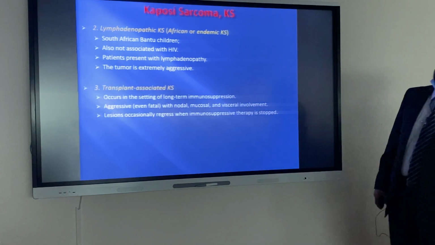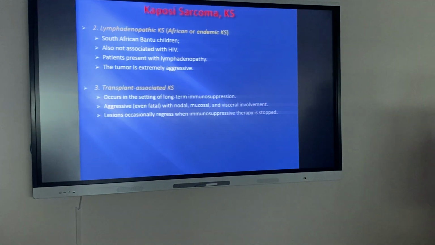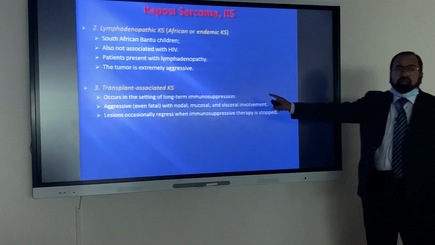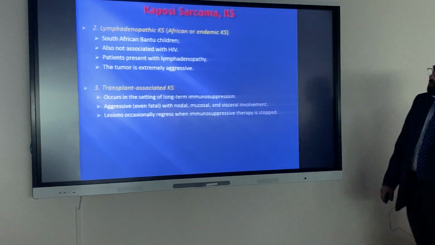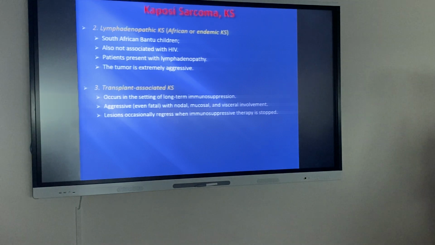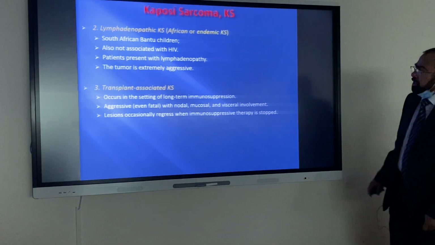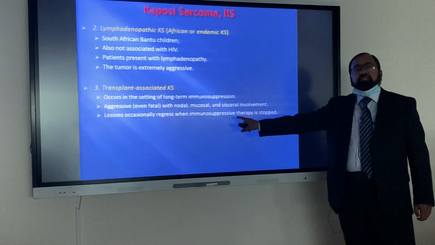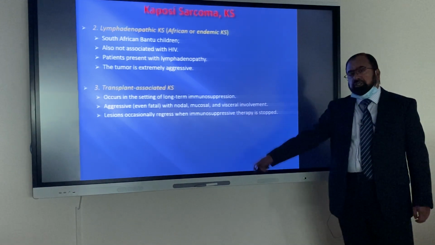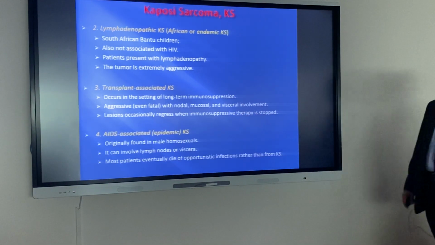The third one is transplant associated. You know, when you do transplantation, you give immunosuppressive drugs. It occurs in the setting of long-term immunosuppressive drugs. Aggressive, even fatal, with nodal, mucosal or visceral involvement. The lesion occasionally regresses when immunosuppression is stopped. So the lesion will also regress.